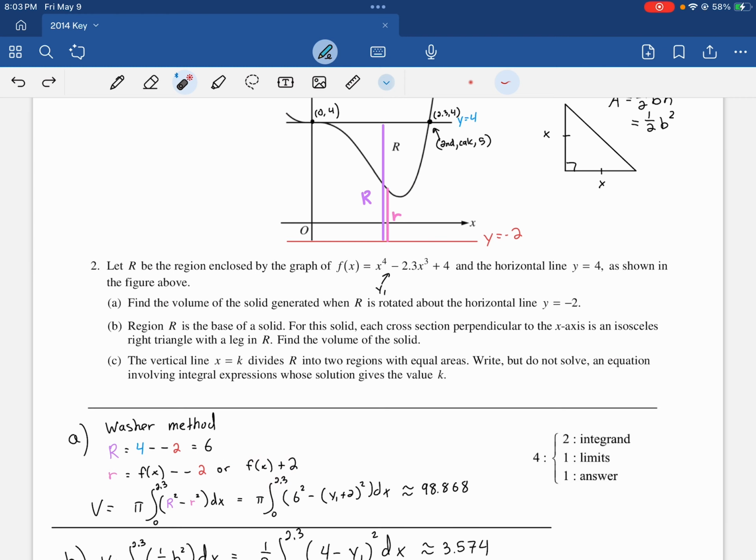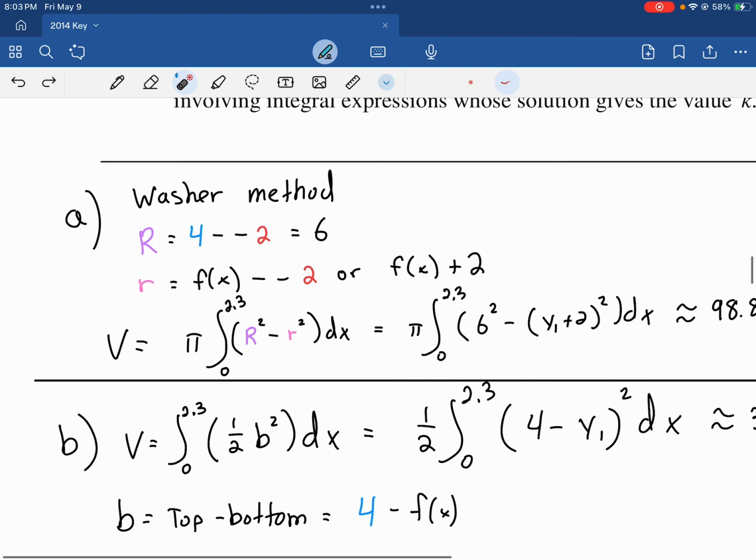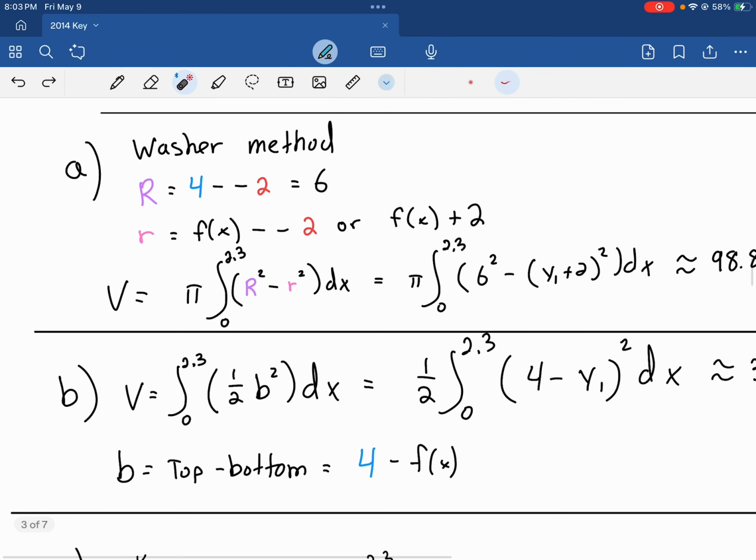Now, I do have access to a calculator, so what I can do is write out my integral as pi times the integral from 0 to 2.3. We'll talk about where this value comes from. Big R squared, which is going to be 6 squared, minus little r squared, which is y1, if I typed that in as y1, plus 2 quantity squared.